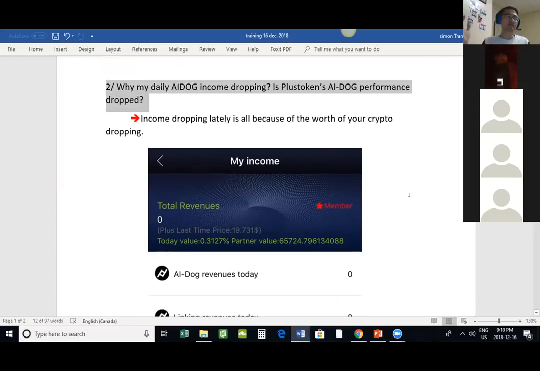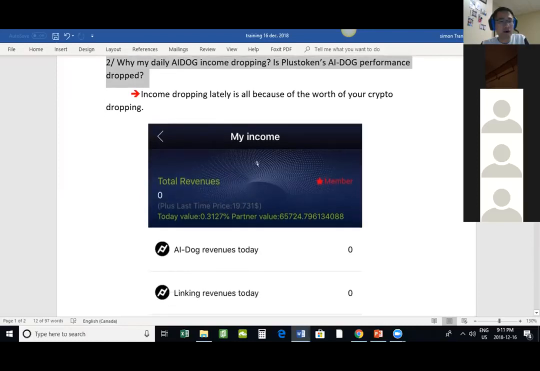Actually, over the last 7 months, the performance of arbitrage trading from Plustoken has always been steady. It didn't drop much. How do you know the performance? Every single day, in your back office, on an Android phone you can click My Profile, on an iPhone you can click I, and then click My Income or My Earning. For example, today you see here the value 0.3127%. That is the performance of yesterday.